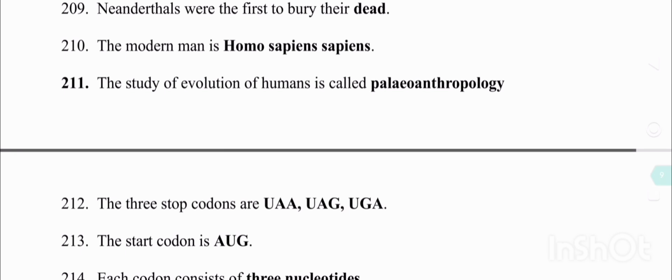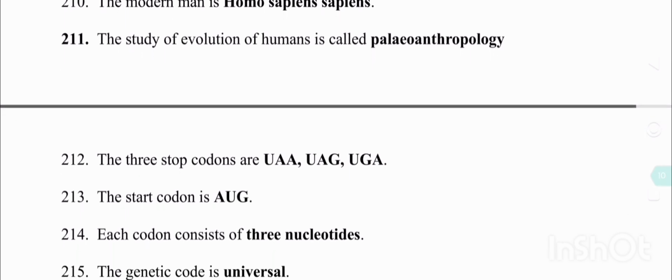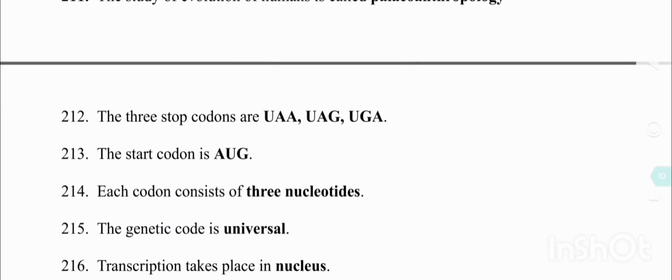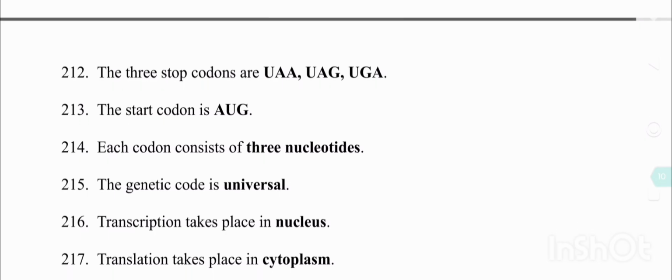212. The 3 stop codons are UAA, UAG, UGA. 213. The start codon is AUG. 214. Each codon consists of 3 nucleotides. 215. The genetic code is universal.